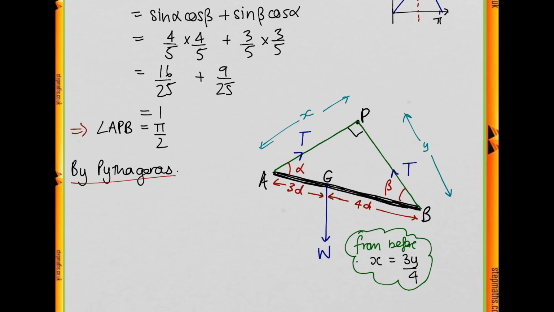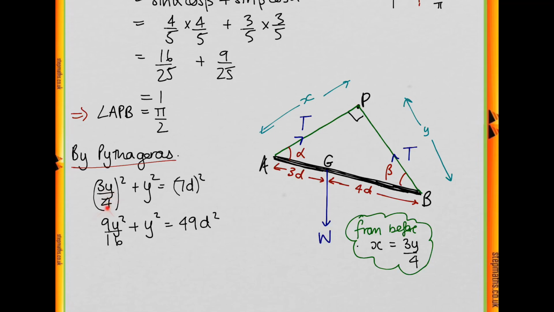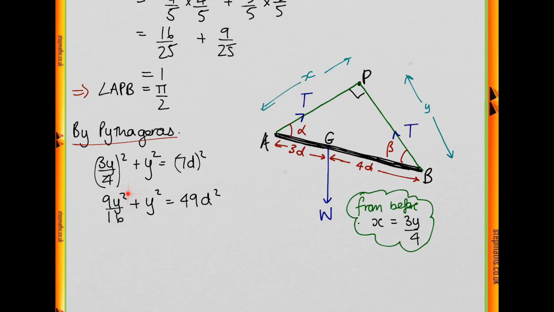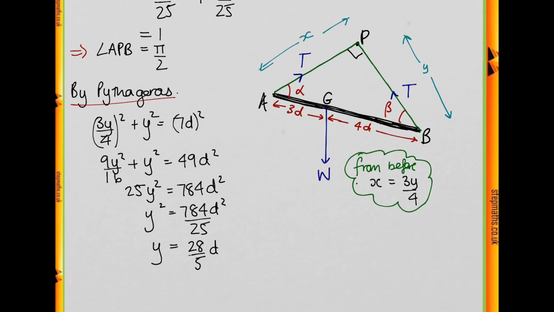Okay, so applying Pythagoras' rule, we get (3y/4) squared plus y squared equals (7d) squared. That's by substituting 3y over 4 as x here. Then expanding that out, we get 9y squared over 16 plus y squared equals 49d squared. So that's 25y squared equals 784d squared, multiplying up by 16. And then we get y squared equals 784d squared over 25. Then square rooting both sides, y equals 28d over 5.